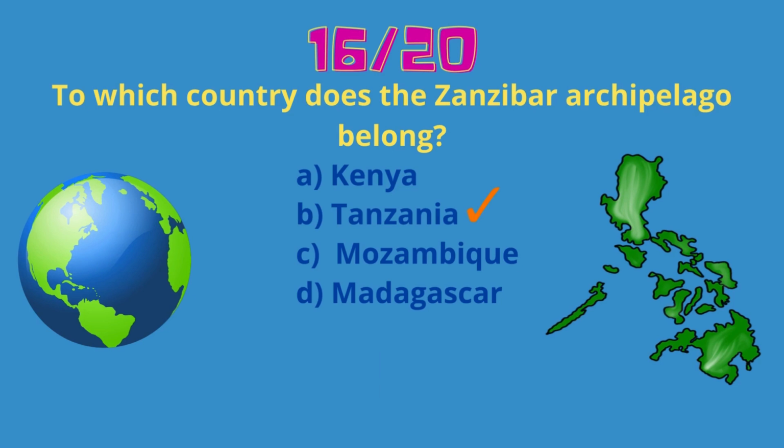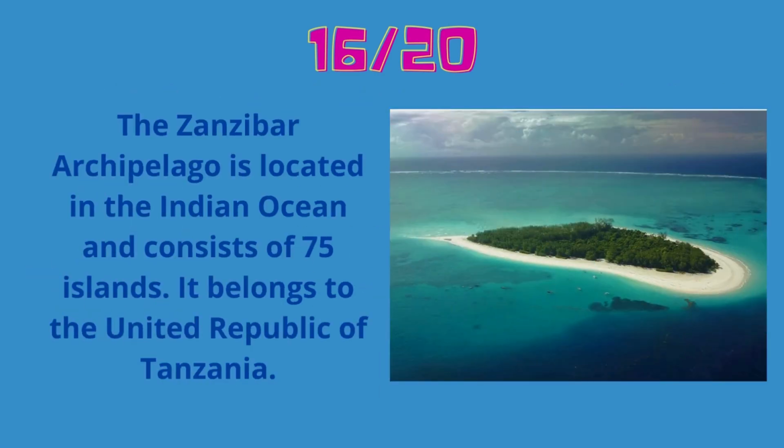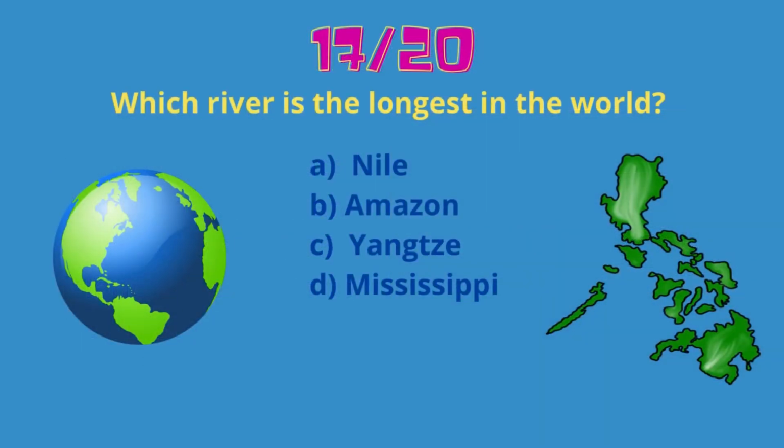Tanzania. The Zanzibar archipelago is located in the Indian Ocean and consists of 75 islands. It belongs to the United Republic of Tanzania. Which river is the longest in the world? Nile, Amazon, Yangtze, Mississippi.